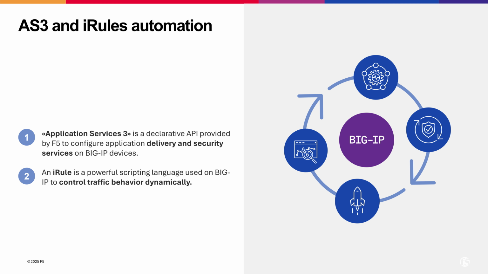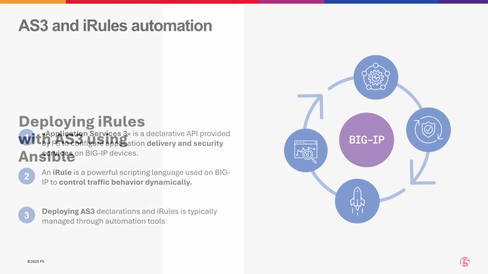How does deployment work with Ansible? Deploying AS3 declarations and iRules is typically managed through automation tools like Ansible. An Ansible playbook is used to render AS3 JSON templates containing virtual server, pool, and monitor configurations, along with associated iRules. These templates are dynamically populated using variables provided by Ansible inventory or variables files.